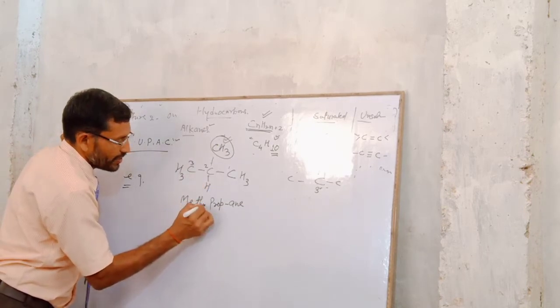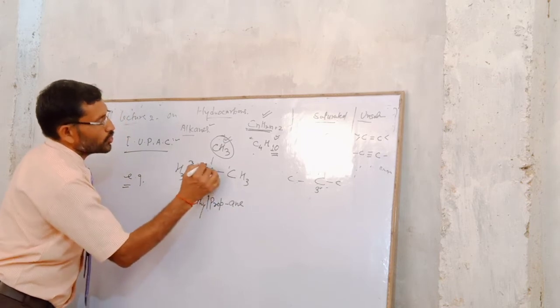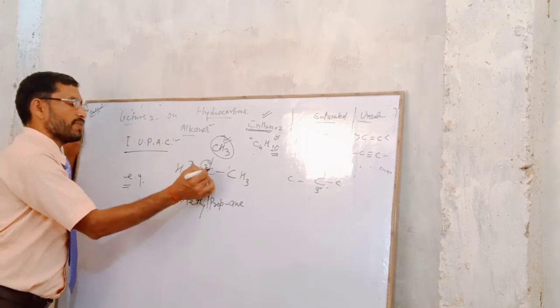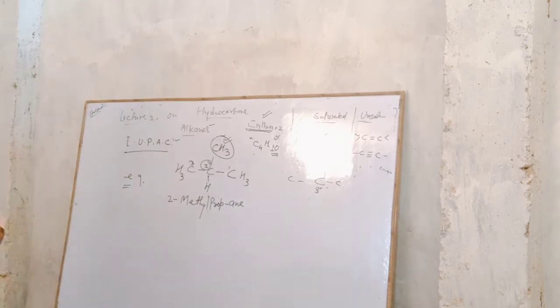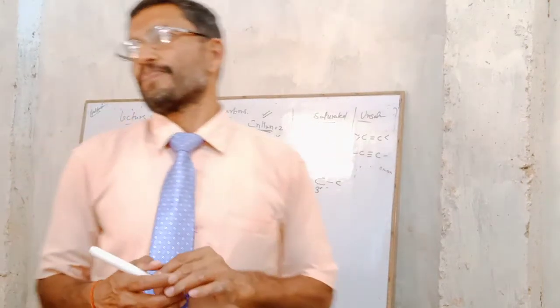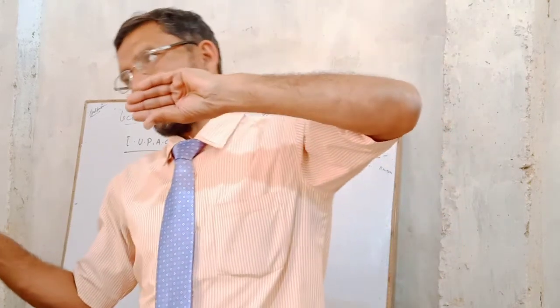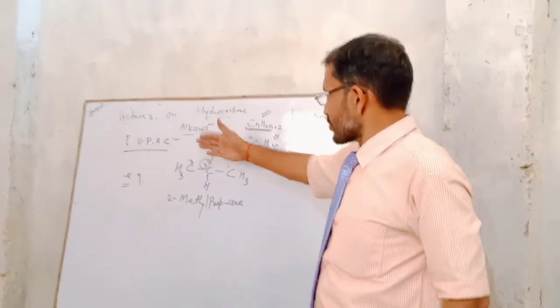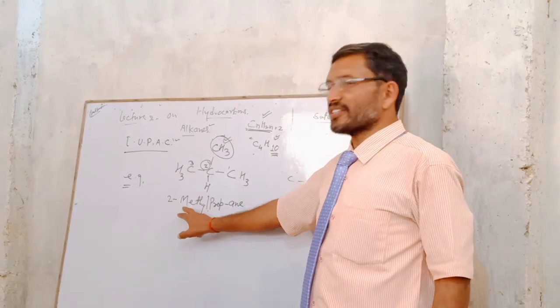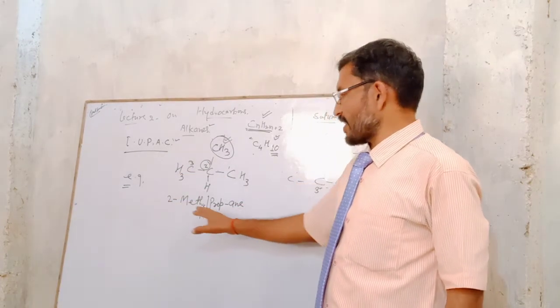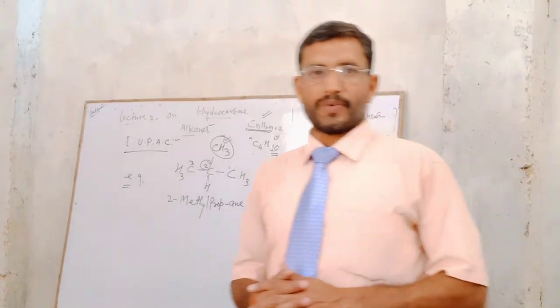Methyl. How many methyl? 2. On the secondary, on the number 2 carbon, this is attached. May I write it this way? 2 methyl propane. Why so? Because this is one inside. So one carbon is here, 2 methyl. And their calculation of the fourth one.